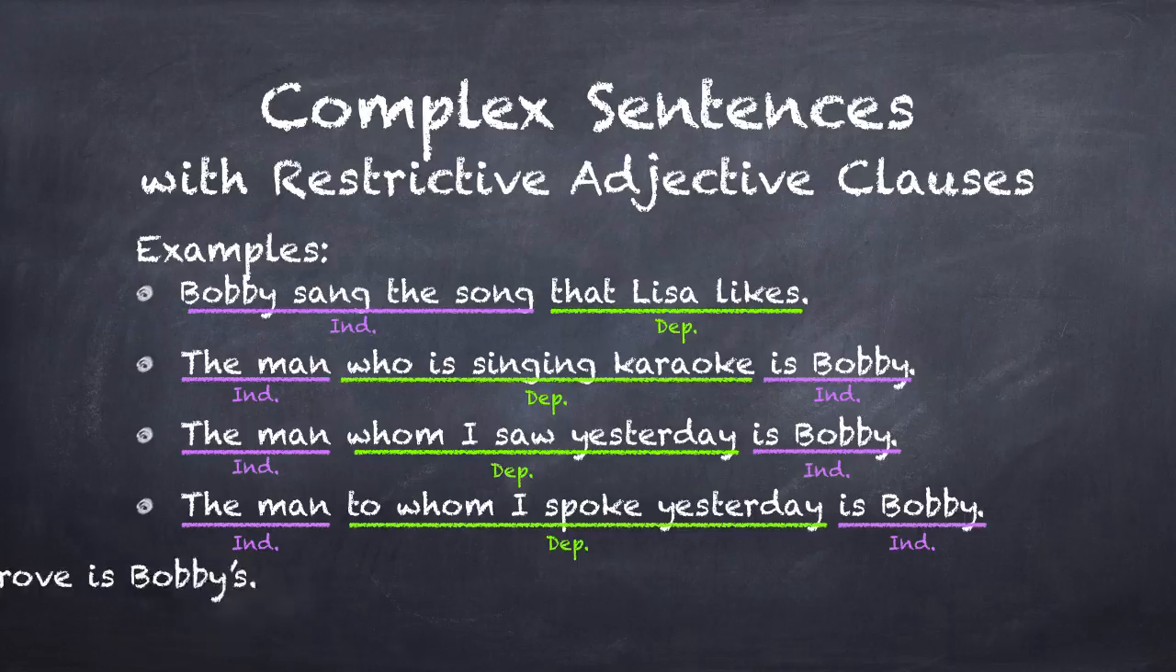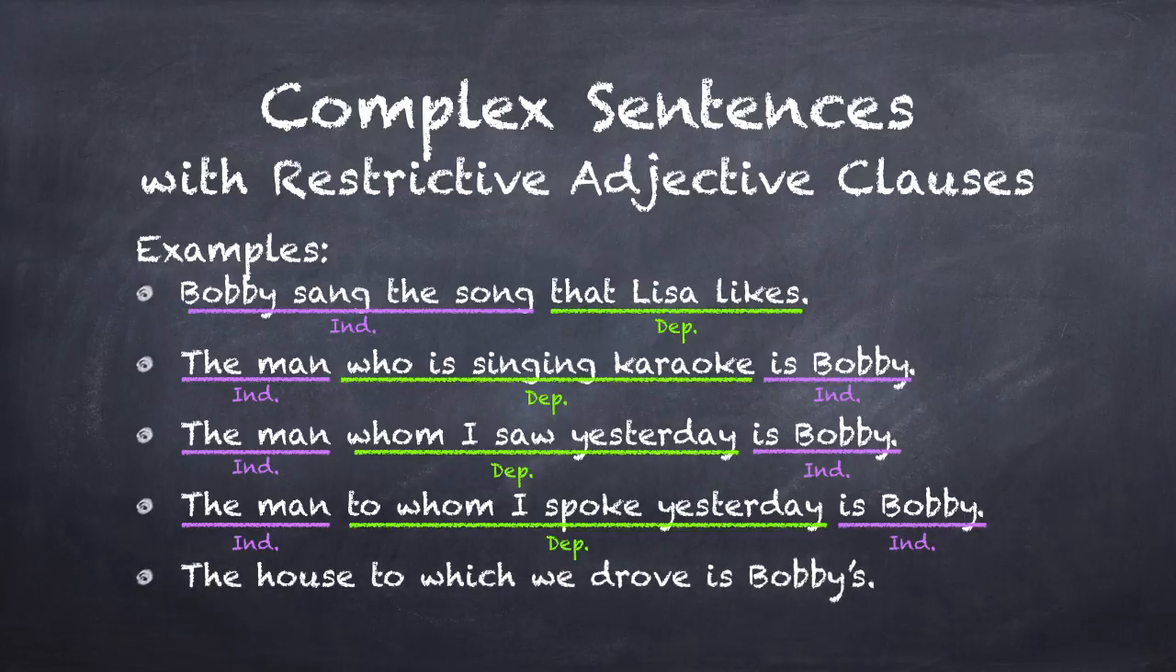For our final example, we have: the house to which we drove is Bobby's. In this sentence, the independent clause is the house is Bobby's. Which house is Bobby's? The house to which we drove. You'll notice that we don't say to that we drove. That's because in English, that cannot be preceded by a preposition. If we have a preposition, we change the relative pronoun that to which, but it has exactly the same meaning.